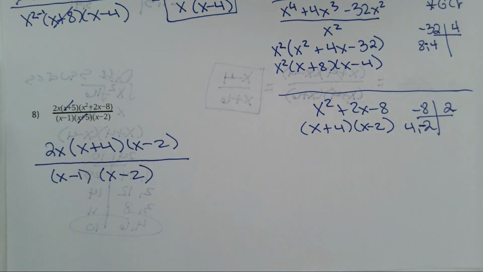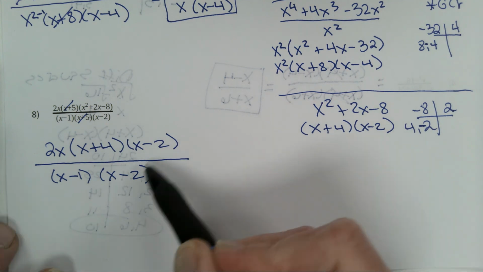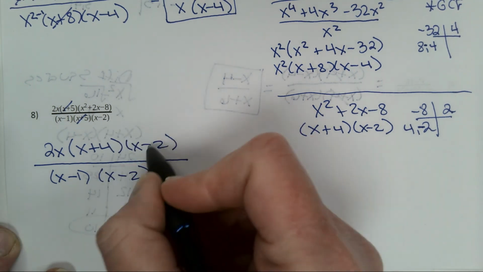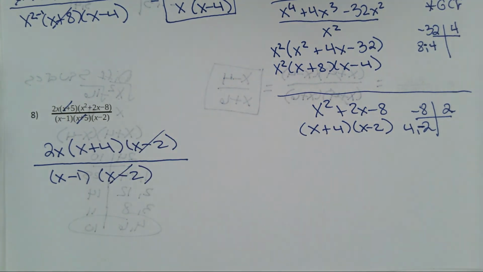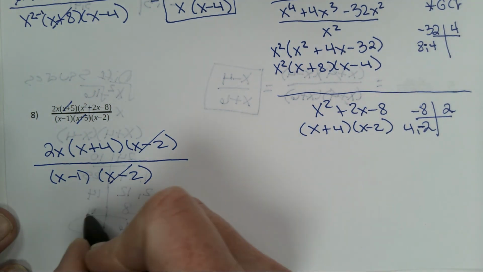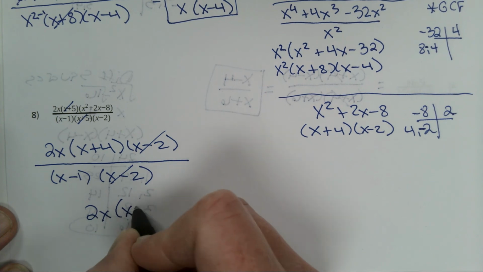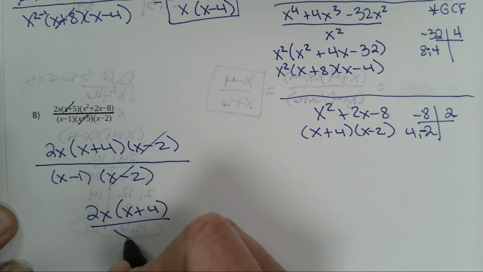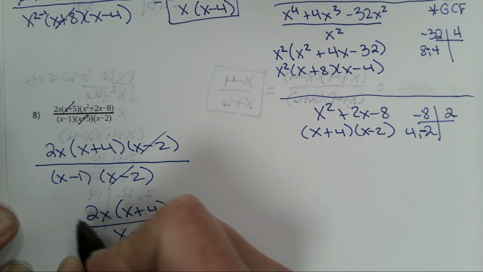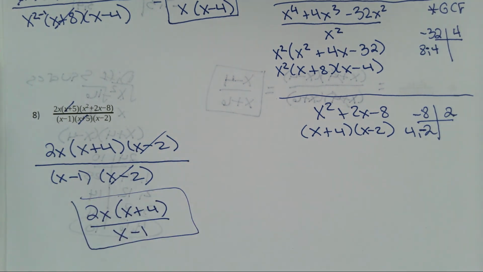Oh, okay, so now that I factored that trinomial, now I have these x minus 2 factors that are common that I can cancel as well. And so my good final answer is 2x times x plus 4 divided by x minus 1. That's my good final answer.